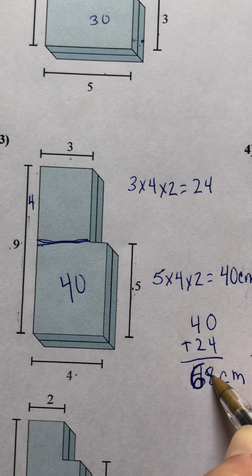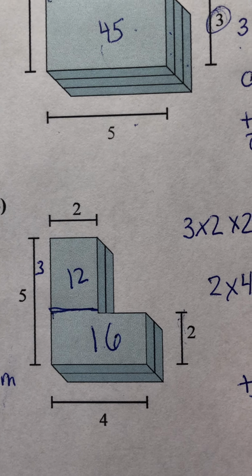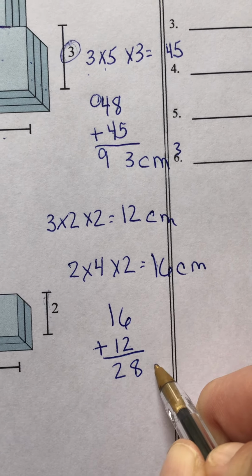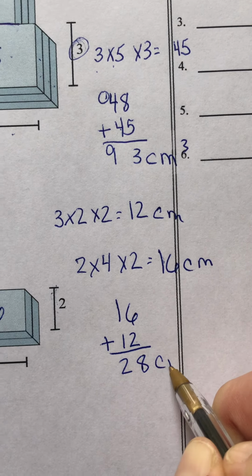Now we just have to take our 2 individual volumes and combine them and add them together. So 16 plus 12, 6 plus 2 is 8, and 1 plus 1 is 2. And of course, don't forget, centimeters cubed or cubic centimeters.